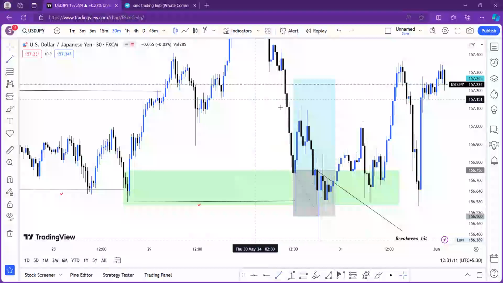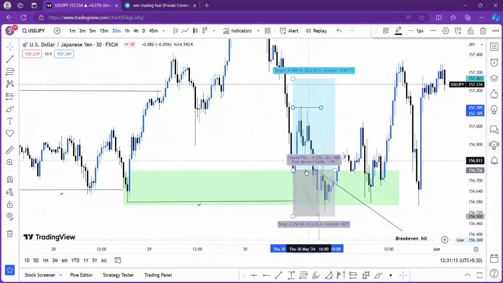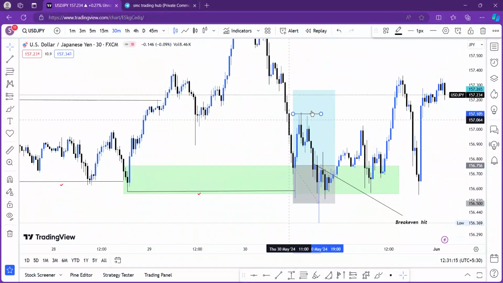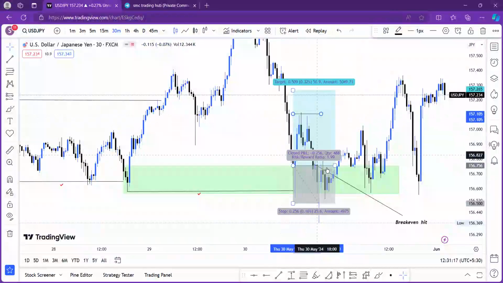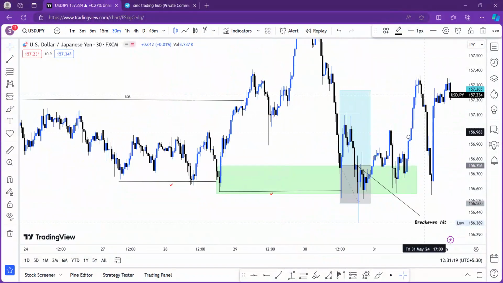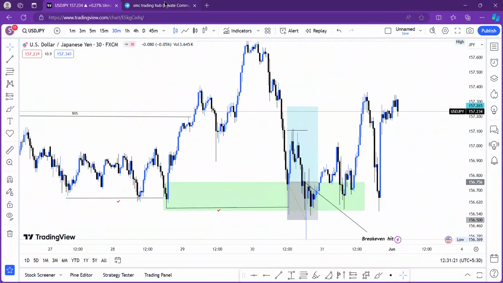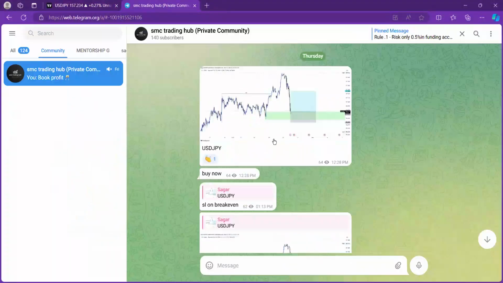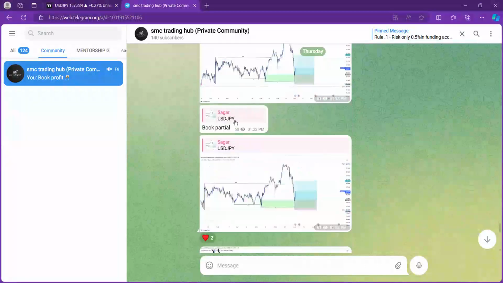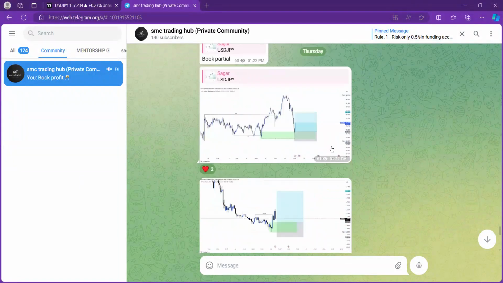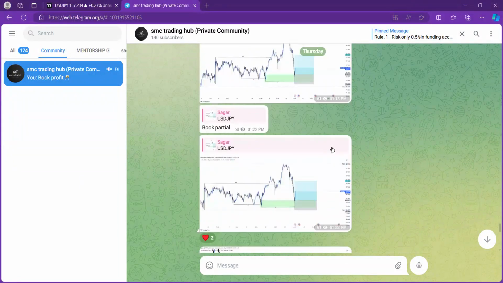Here we booked a partial and my SL was on break even, but after the partial booking, price just came to hit our break even. So this is our break even trade. I'll show it in the group. So this is USD JPY. We set SL on break even and we just took a partial, and price just hit our break even.